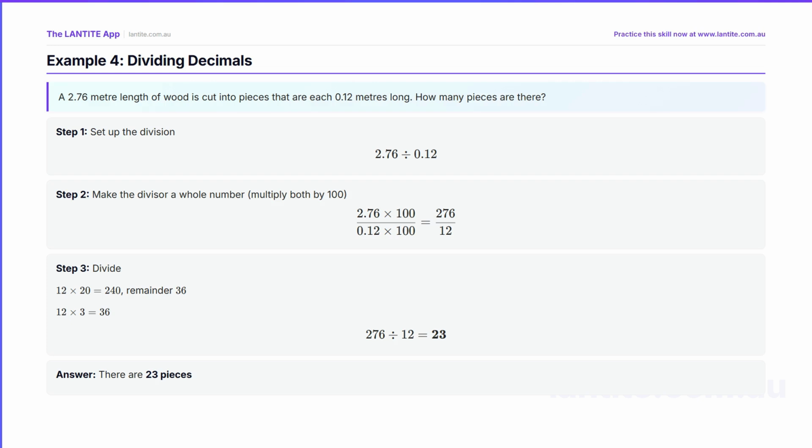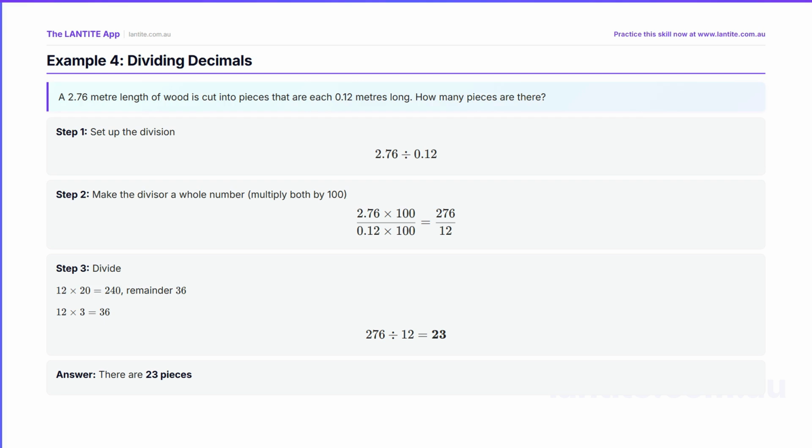Here's a division word problem. A piece of wood that is 2.76 meters long is cut into pieces of 0.12 meters each. How many pieces do we get? Set up 2.76 divided by 0.12. The divisor has 2 decimal places, so multiply both by 100. That gives us 276 divided by 12.